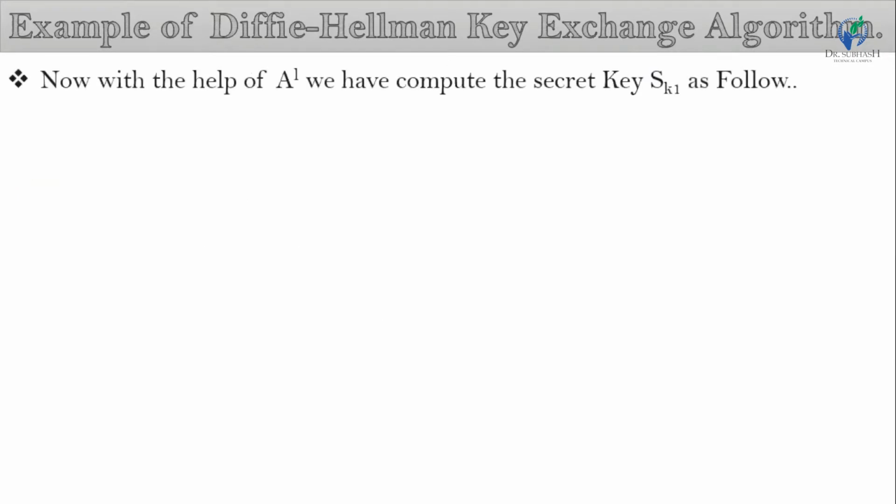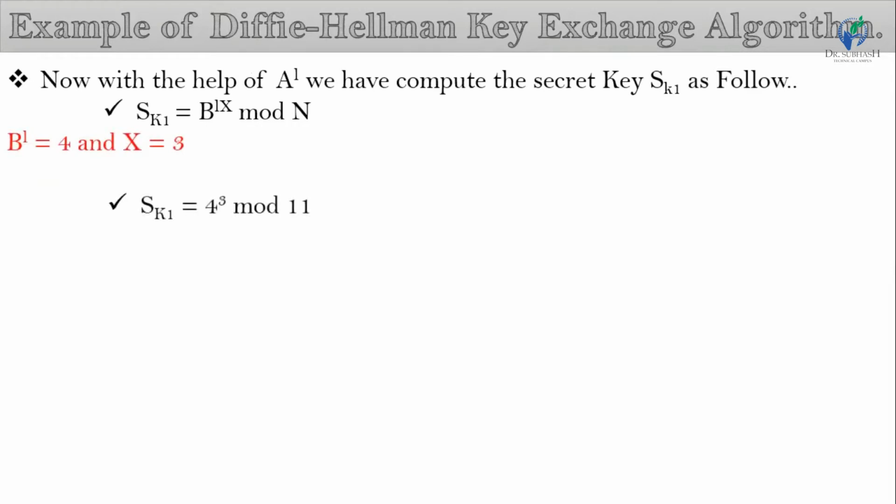Now with the help of A dash, we compute the secret key SK1 with the following equation. SK1 is equal to B dash raised to x mod n. We put B dash equal to 4 and x equal to 3 in this equation. So SK1 is equal to 4 raised to 3 mod 11, which is 64 mod 11. The answer is 9, so our first secret key SK1 value is 9.